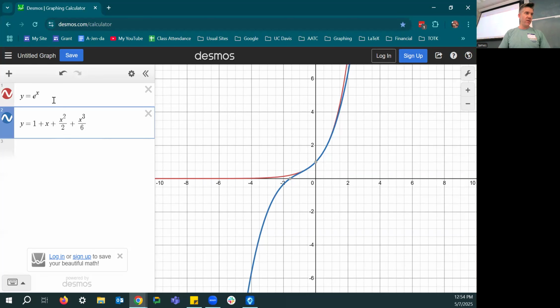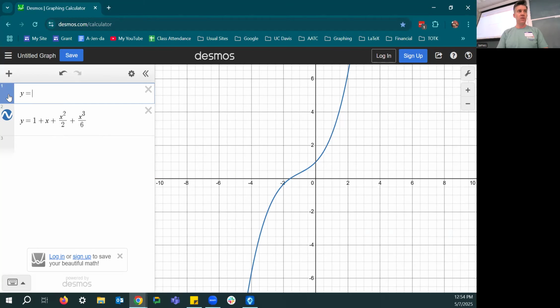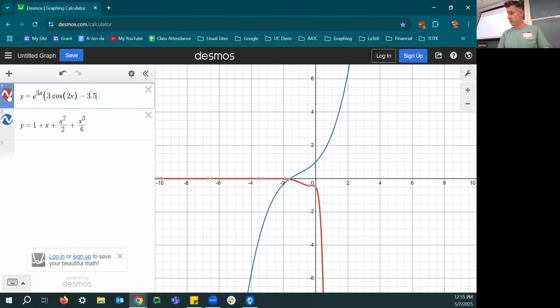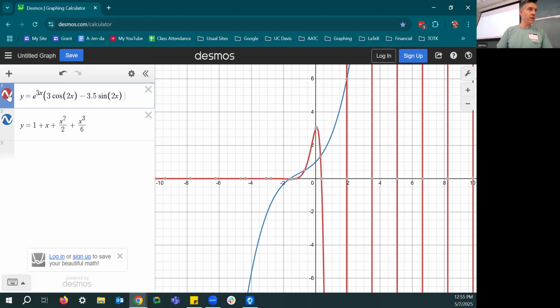If we were to graph both of those, even though they're kind of terrible, here's what they look like. So if we graph it as e to the 3t, I'll use x instead. Pretend like x is t times 3 cosine of 2x minus 7/2 sine of 2x. Let's turn this other one off here.